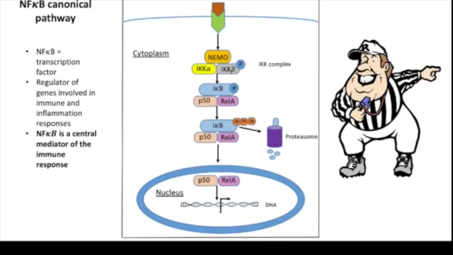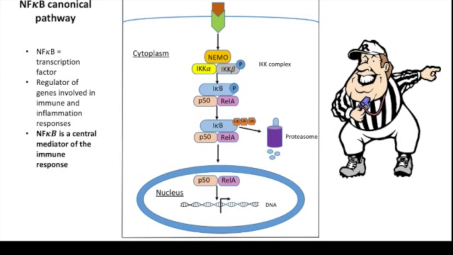Some of the mutations that have been identified in CVID have been identified in an important immune system called NF-kappa B. NF-kappa B is a regulator of genes involved in immune and inflammation responses. It basically acts to help regulate the immune system to help prevent the occurrence of immunodeficiency and autoimmune diseases. It's considered to be the central mediator of the immune response.